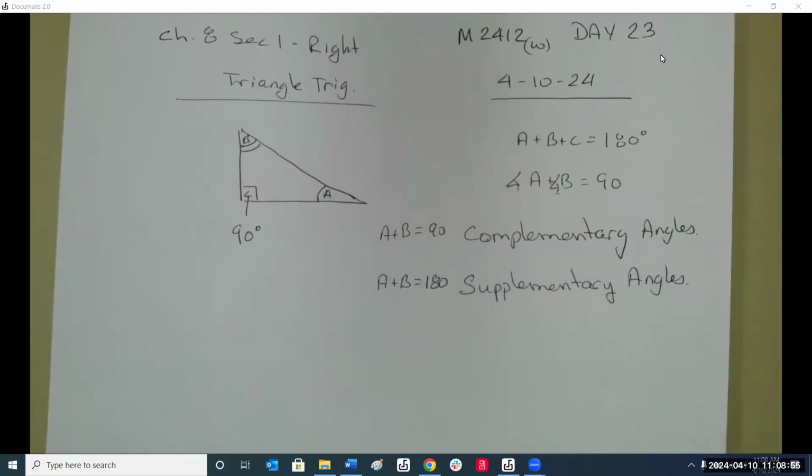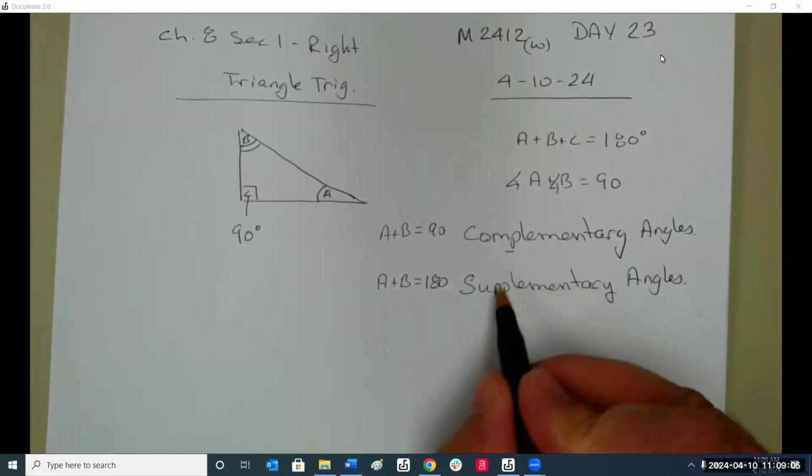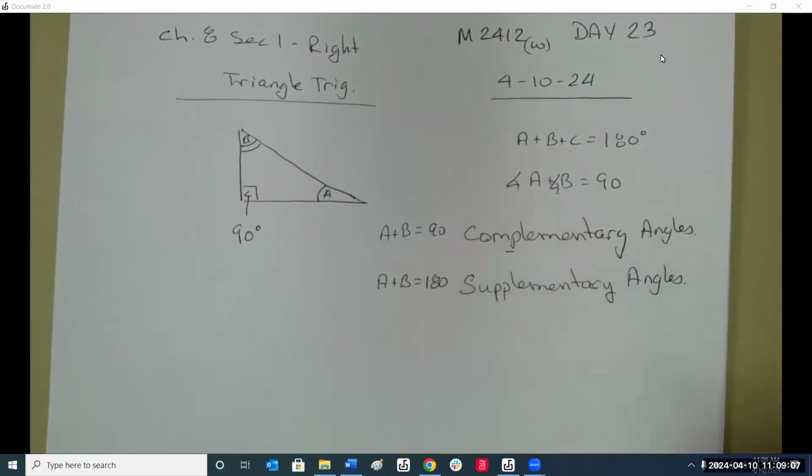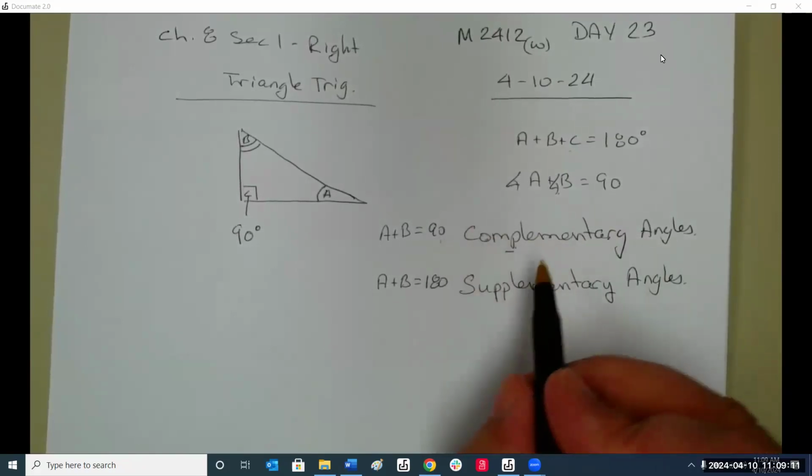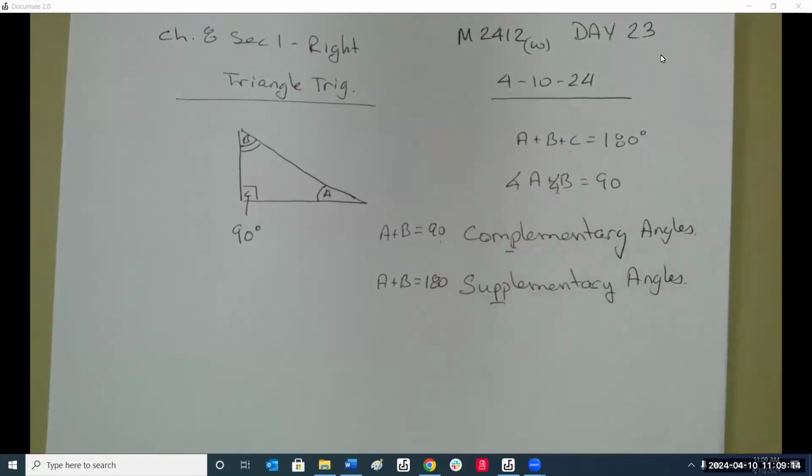Now, I'm going to show you the highly technical mathematical way I remember the difference between the two. The number of p's. Each p is worth 90 degrees. Complementary only has one p, so it's 90. Supplementary has two, so it's 180. That's how I remember it.